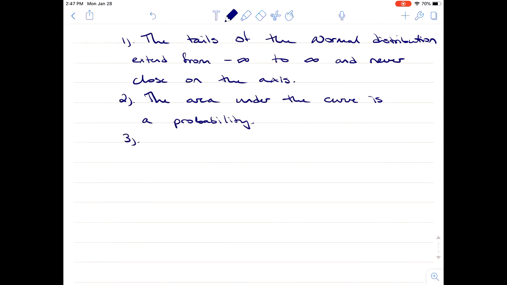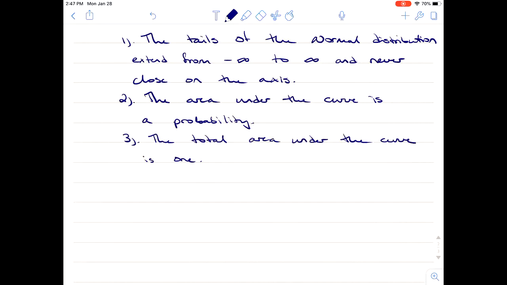Third one, we've also already talked about. The total area under the curve is 1.